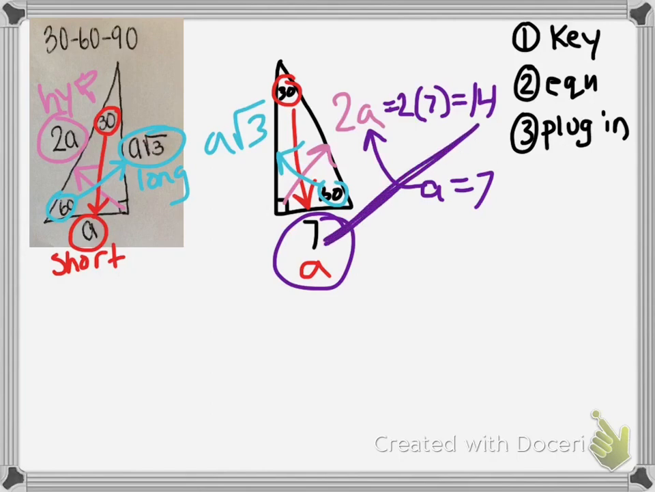It's always double that. So when we get better at this, we'll know that we can just double the short side to get the hypotenuse. And then over here we have 7 root 3, which is just 7 root 3. It's not a nice side length, but it is what it is. Okay, let's look at the second easiest type.